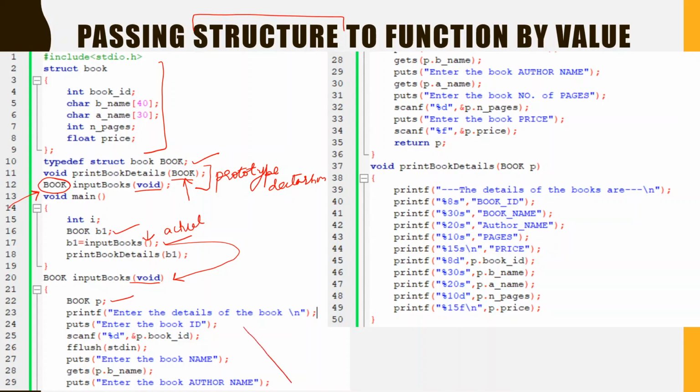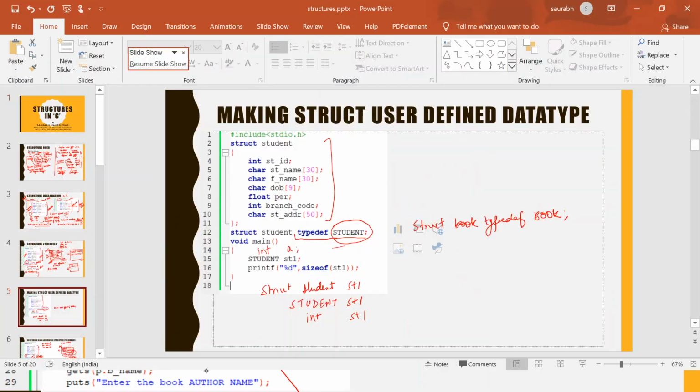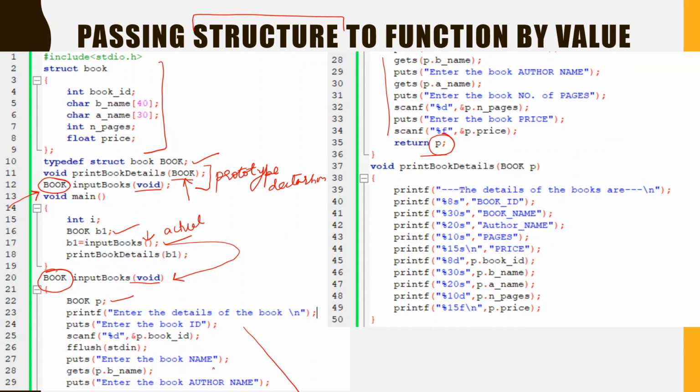Now the values are taken as input as normal, and in the end this variable of type book is returned. This return type has to match this particular type, that is book. That is the book that has been returned, and this book is going to get copied to this particular argument of the main function, which is of type book.